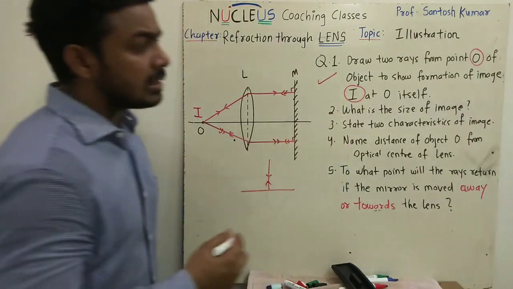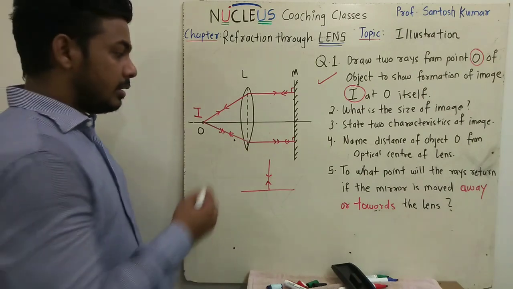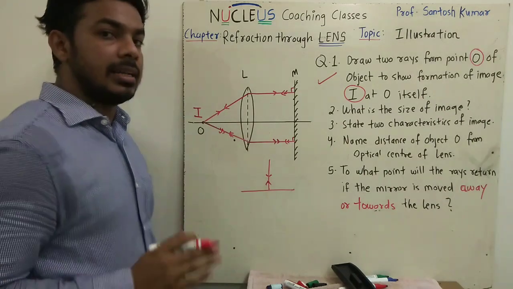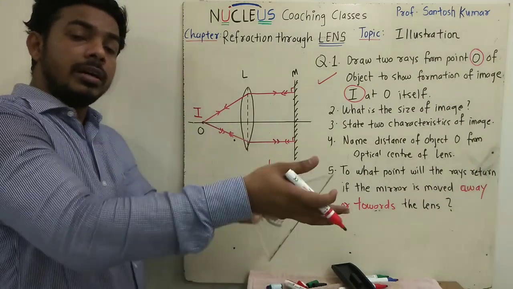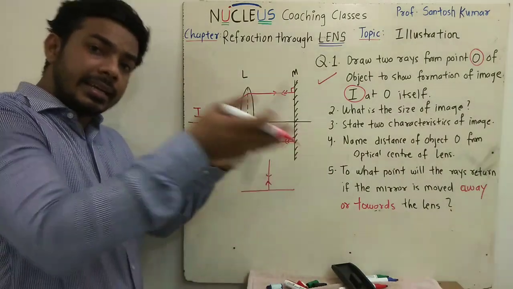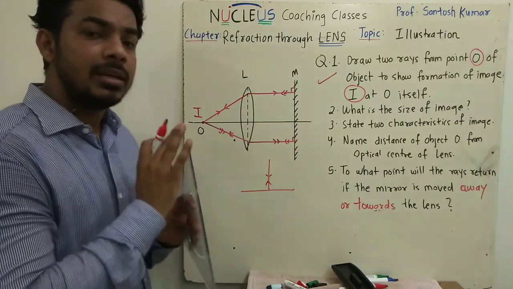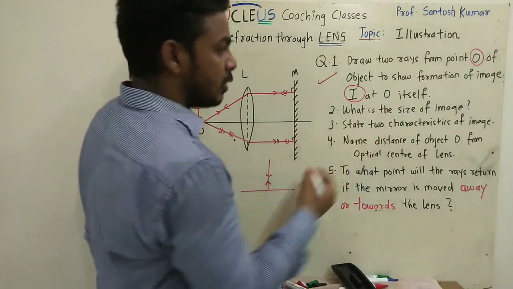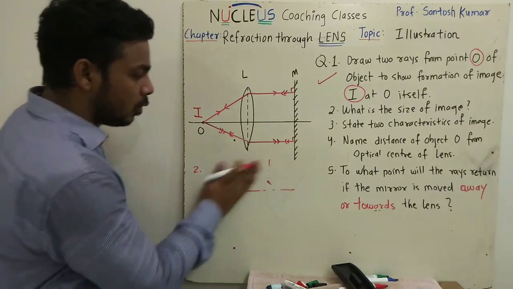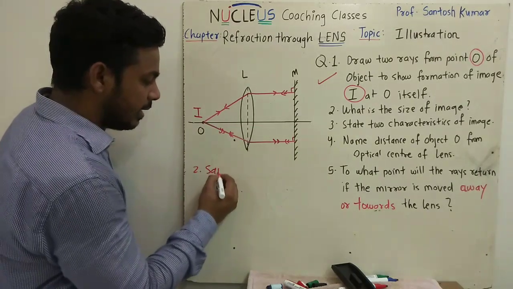If I talk about the size of the image, the image will be of the same size because it is formed due to the rays getting retraced. So definitely the image will be formed of the same size. So what is the size of the image? If I am writing the answer for 2 over here, it will be the same size.